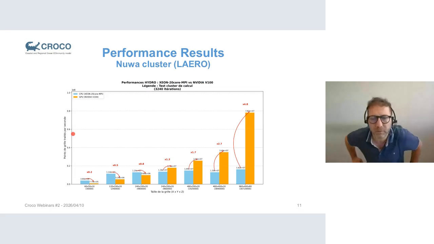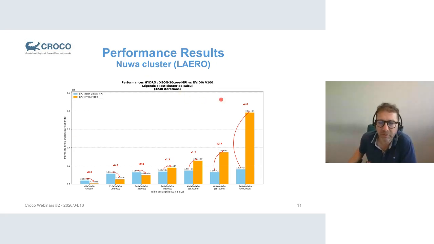In the next four graphics, we will see the same things on three different hardware. The tests I made are on three clusters. The first one is in Laero, NUA, with an old Intel Xeon CPU and an old NVIDIA. The second and the third clusters are on the Occitanie cluster at Calmip, which are the Turpan cluster and the Kairos cluster.